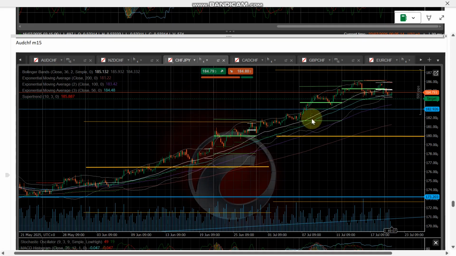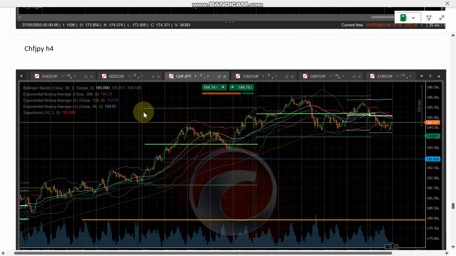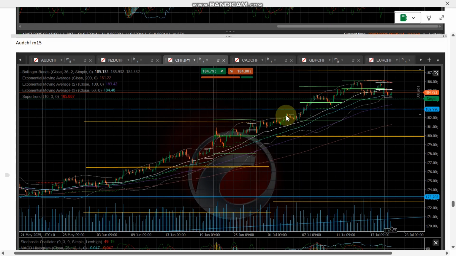Swiss franc JPY going up, pulling back 2 times, not yet. It's a good price. Somebody may be desperate enough to buy here. I'd rather wait down here at the blue line. Swiss franc JPY 1 hour, as it's here 4 hours, that we don't see the detail.